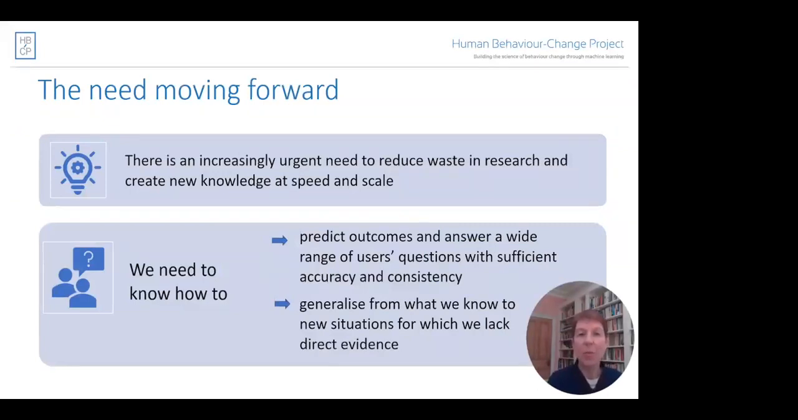I think those of you who've been to previous webinars will now be convinced that there's an increasingly urgent need to reduce waste in research and create new knowledge at speed and at scale. And we need to know how to address real-world problems using knowledge. In order to do this, we need to be able to predict outcomes and answer a wide range of users' questions with sufficient accuracy and consistency. And we need to be able to generalize from what we know to new situations for which we lack direct evidence.